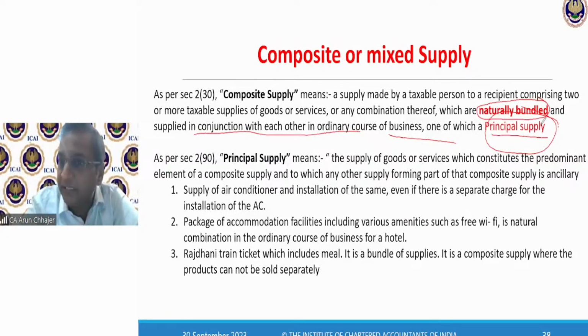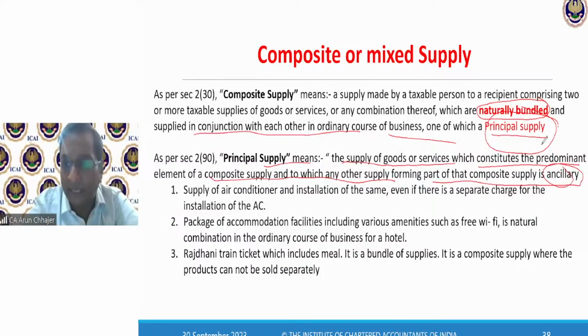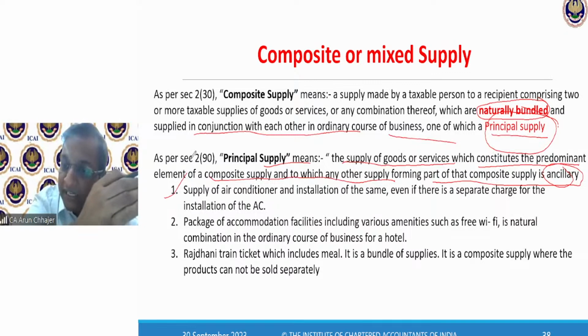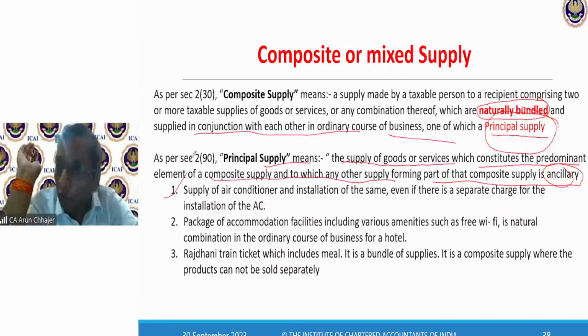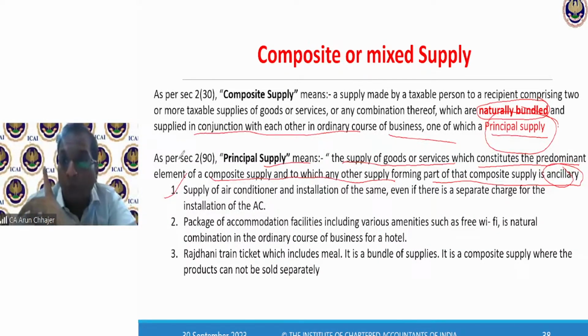What is the meaning of principal supply? The principal supply means the supply of goods or services which constitutes the predominant element of a composite supply and to which other forming parts are ancillary. Example, supply of air condition and installation. So Mr. A purchased the air condition and also that particular air condition would be installed at the house of Mr. A. Now, in this particular category, we can say there are two supplies. One is supply of goods. One is installation services.